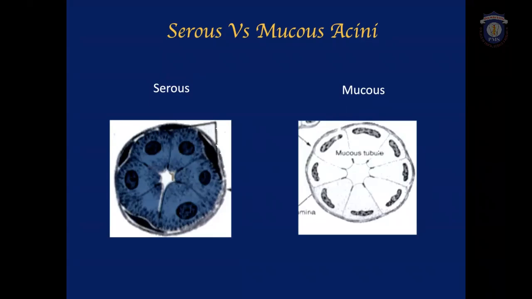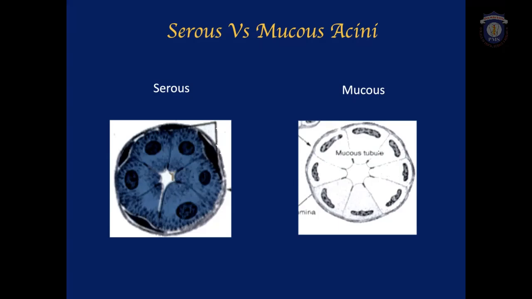Today's topic of discussion is the differences between mucous acini and serous acini. Serous acini are secretory units seen in serous salivary glands. The mucous acini are the secretory units seen in the mucous salivary glands. For example, the parotid gland is considered a serous type of salivary gland.